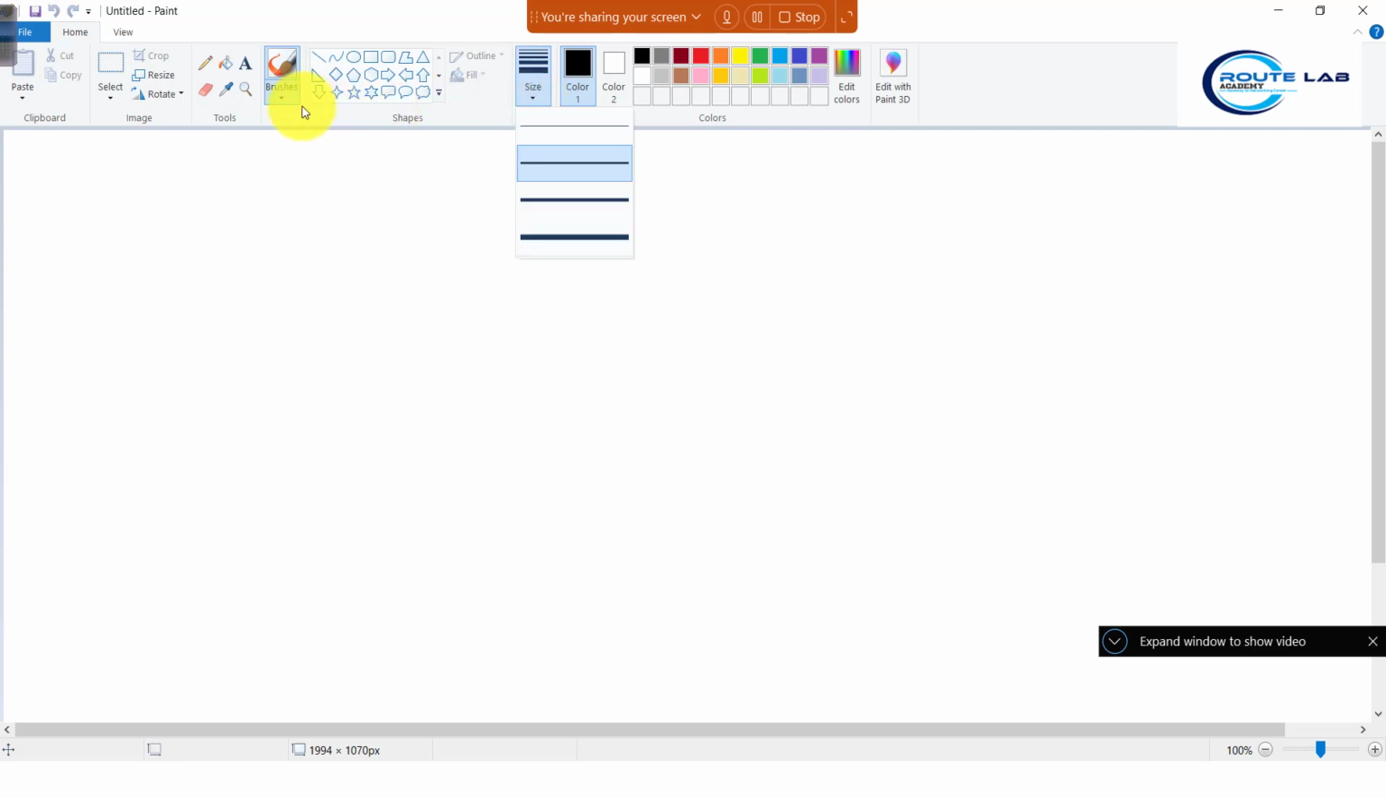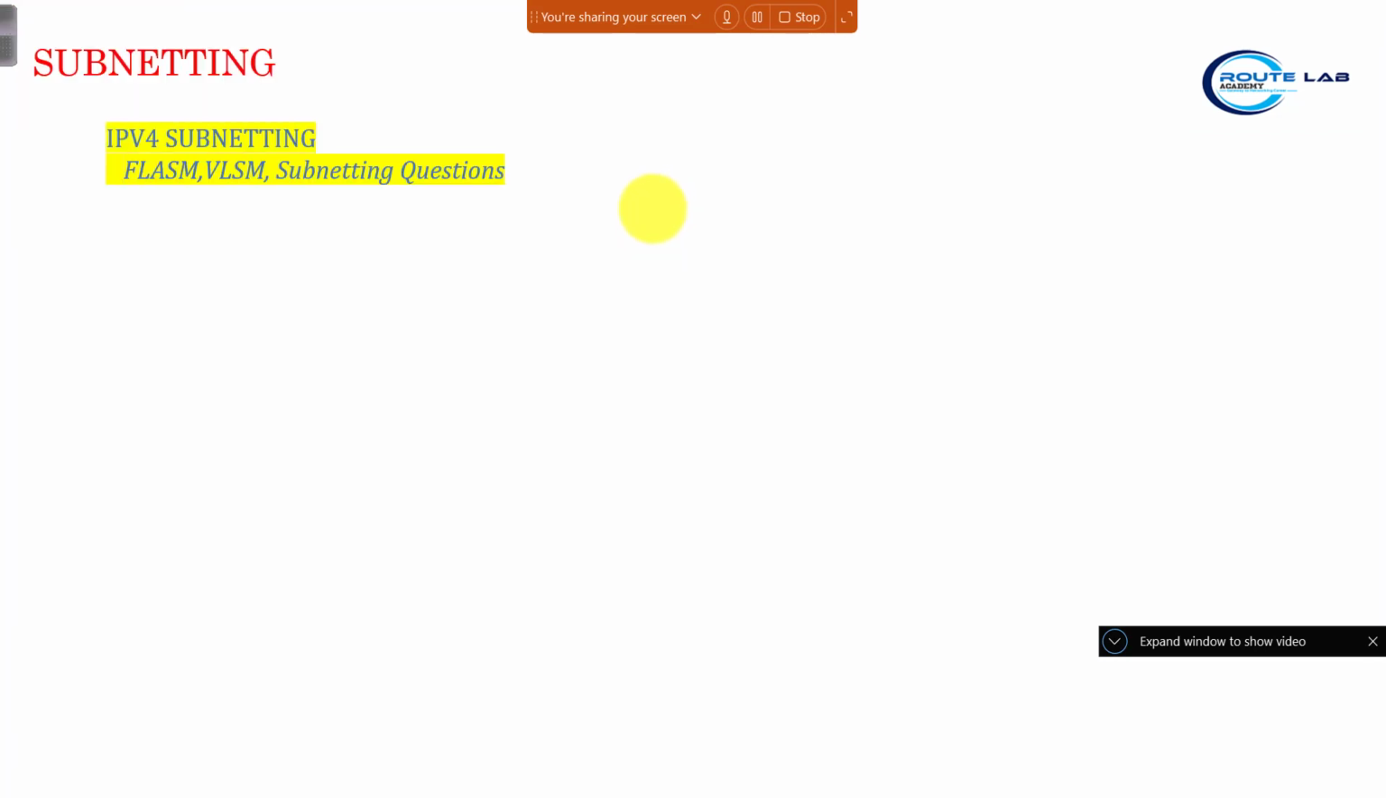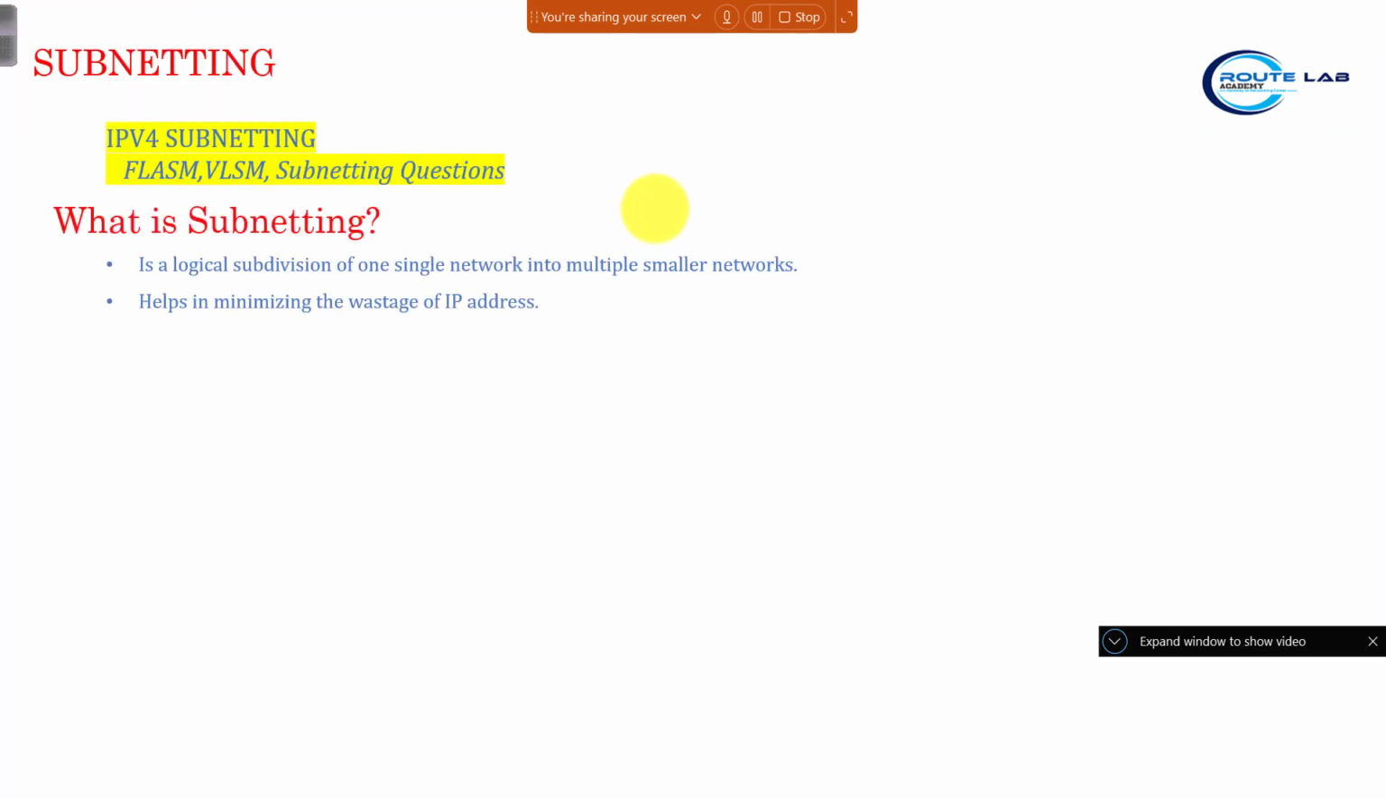Now we are going to discuss the next concept called subnetting. This is a main topic where we are going to discuss how subnetting helps us in minimizing the size of IP addresses. First, we'll talk about what subnetting is. Subnetting is where we divide one single large network into multiple smaller networks, which helps us in minimizing the wastage of IP addresses that we have.